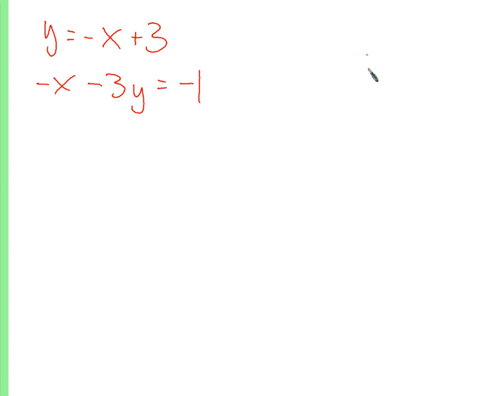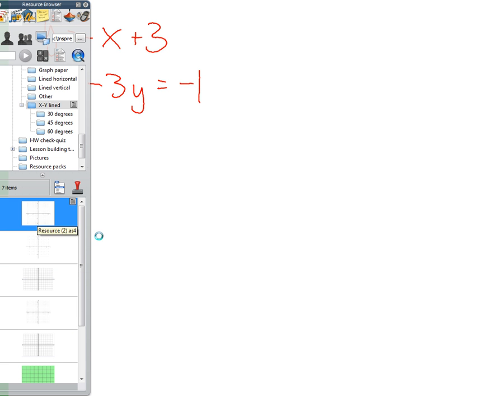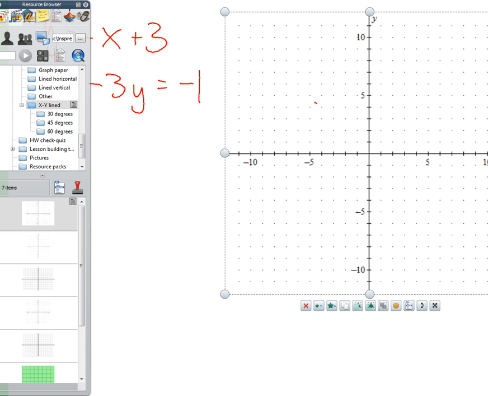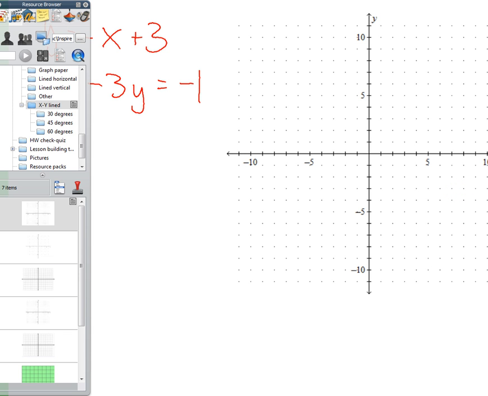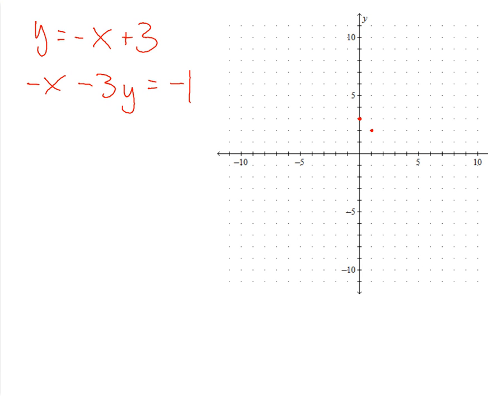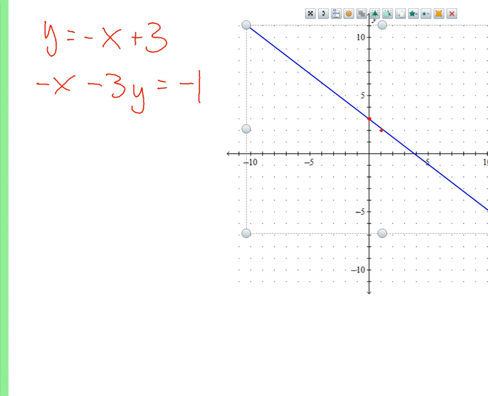Alright, so if we were to graph these two, be as accurate as possible with graph paper and everything. So we've got y equals negative x plus 3, so we put an intercept there, go down one, to the right one, so we can get myself a nice line tool. And then I'll graph this other one.